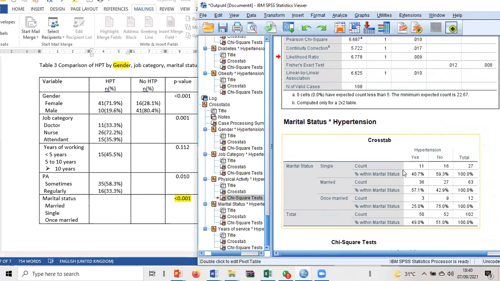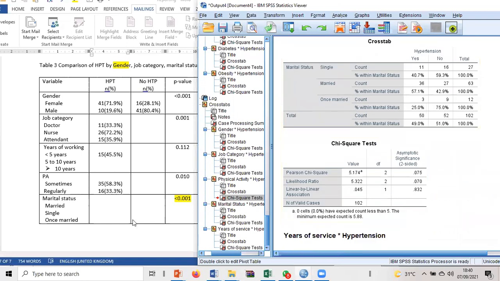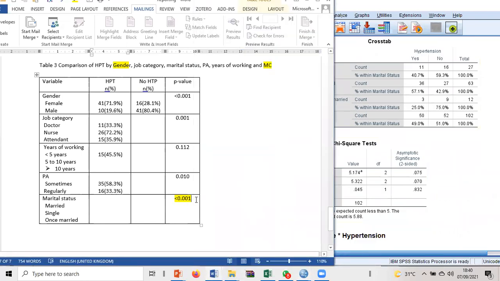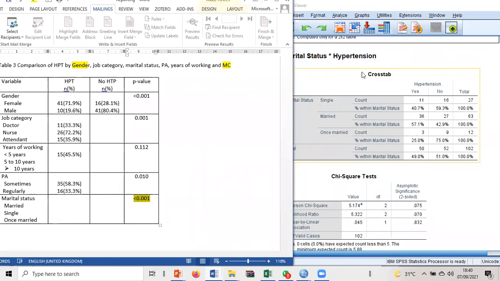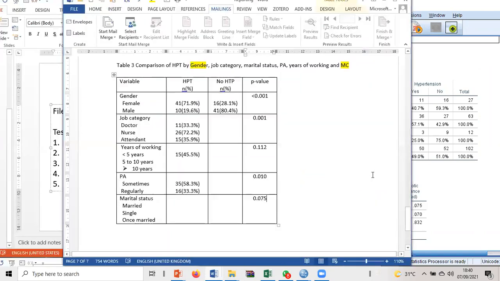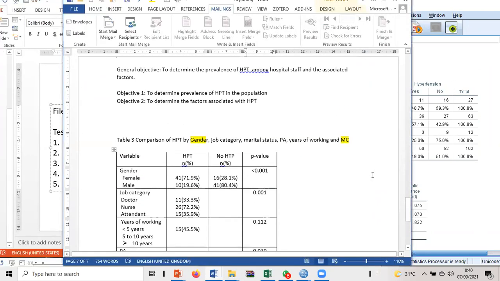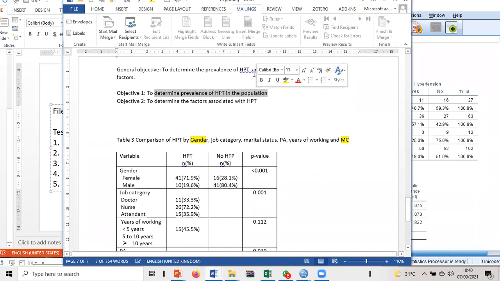Okay, marital status. Is this significant? No. The marital p-value is 0.075, which is more than 0.05. So it's not significant.